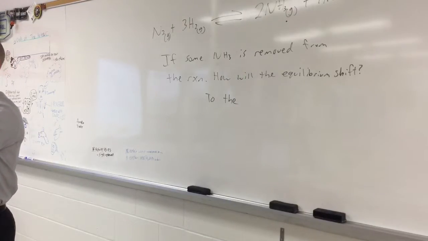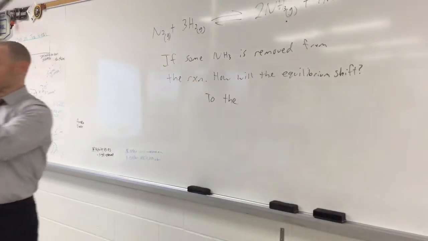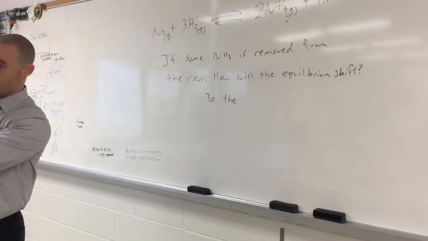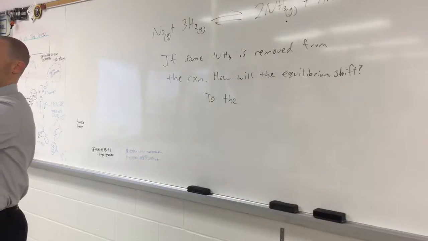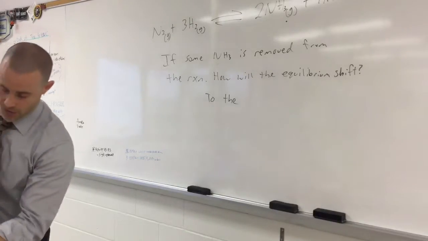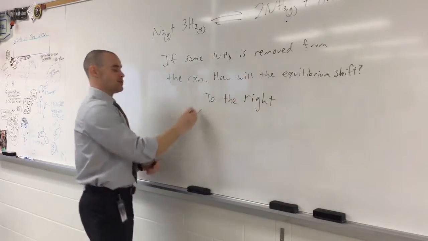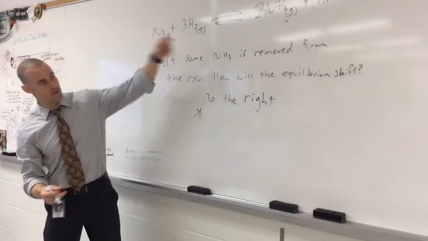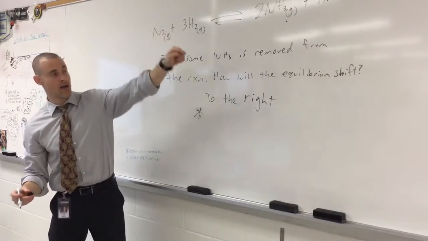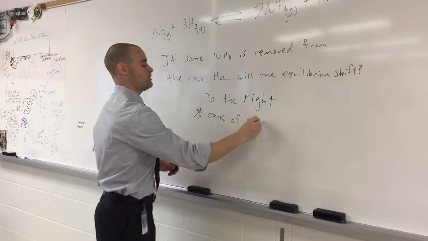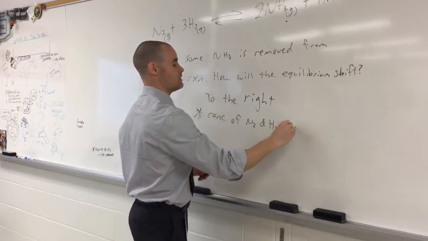So they should be right. Correct. These two are going to react together and form more NH3. So this side gets heavier. Now we're back to being balanced. So we're shifting to the right. And as a result of that, if we're shifting towards the products, the concentration of N2 and H2 are decreasing.